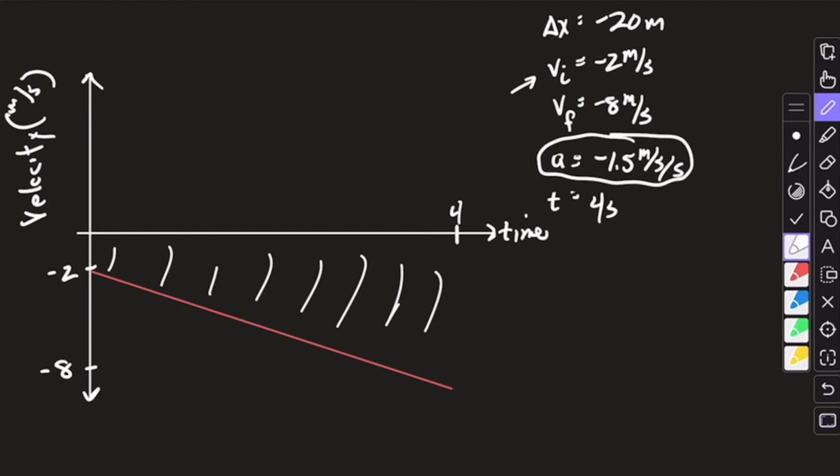Now, you guys like hard rules. Here's a hard rule. If the acceleration is in the direction of the velocity, you're speeding up. If the acceleration is against the direction of the velocity, you're slowing down. So if they're both positive, you're speeding up. If they're both negative, you're speeding up. But if the acceleration is against the direction of the velocity, you're slowing down.